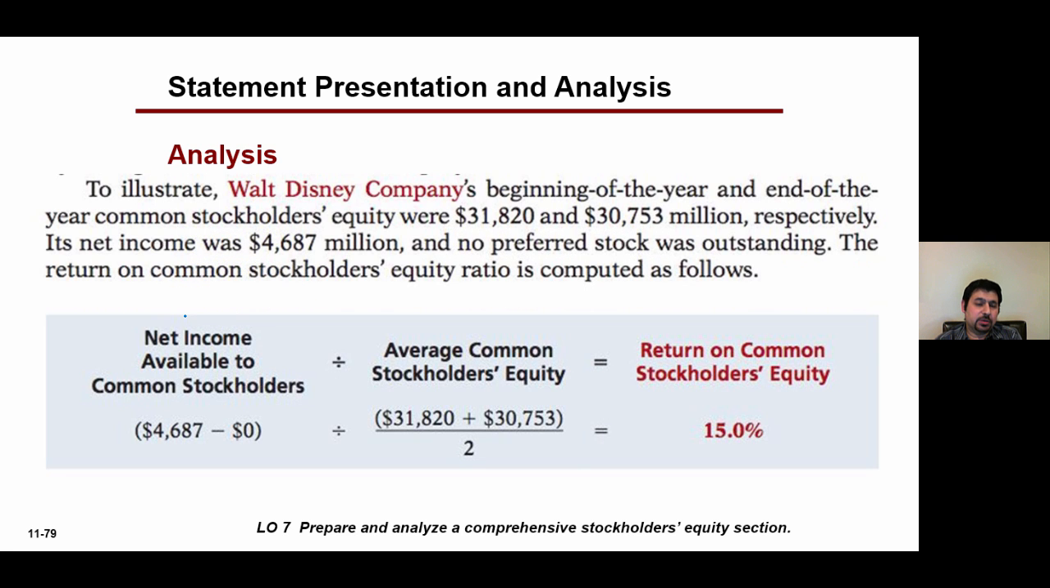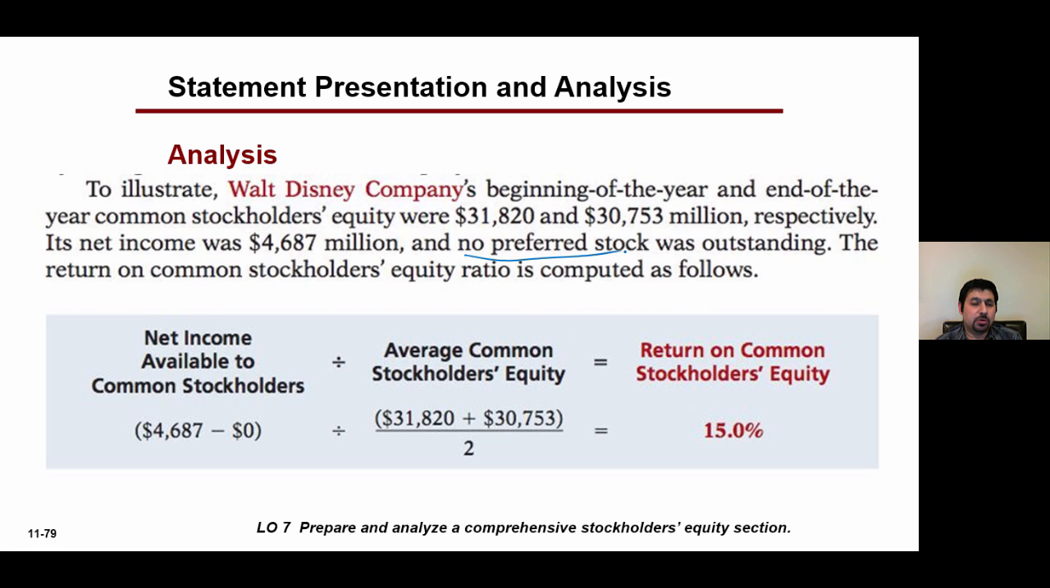So to illustrate, let's look at, for example, Walt Disney Company's beginning-of-the-year and end-of-the-year common stockholders' equity, which were $31,820 and $30,753 million respectively. Its net income was $4,687 million, and no preferred stock was outstanding. So there is no preferred stock. All this equity is for common stockholders.